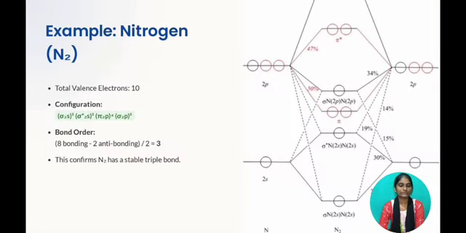Another example is nitrogen. Electronic configuration is 1s2, 2s2, 2p6 and 3s1. Total valence electrons are 10. Bond order: it has 8 bonding electrons and 2 anti-bonding electrons, divided by 2 is 3. This confirms that nitrogen has a stable triple bond. Energy level configuration is sigma 2s2 and sigma star 2s2, pi 2p4 and sigma 2p2.